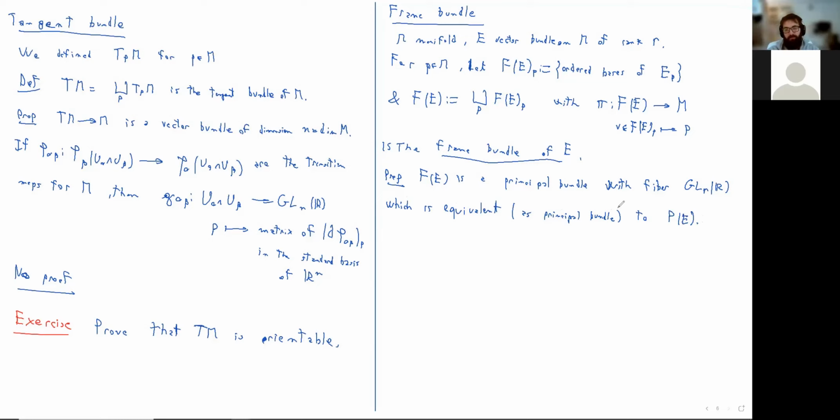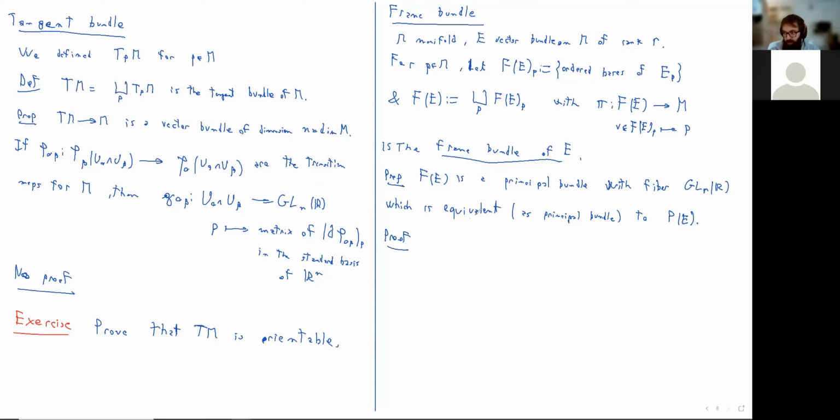Okay, so the difference, let's say, between this F(E) and P(E) is that P(E) was more defined abstractly. You just take this transition function and you say, okay, we make a principal bundle out of it. While here, this one has a more geometric interpretation. You really say, okay, I take ordered bases. And so what we have to prove here is just that if you take the transition functions here, you get exactly the ones from E. So let's prove that.